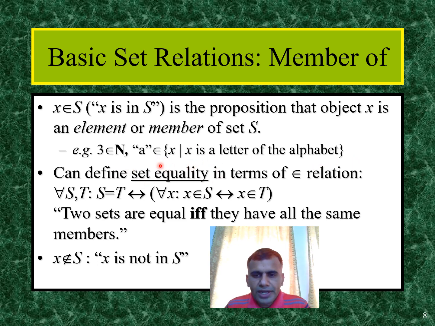We can define set equality in terms of this belongs to relation also. Remember this symbol, for all, this is called for all. For all sets S and T, S is said to be equal to T whenever for all X belongs to S, we have X belongs to T, which corresponds to: whenever X belongs to S, X belongs to T. So two sets are equal if and only if they have all the same members. Now this is X does not belong to S. That is, X is not in S or X is not a member of S.